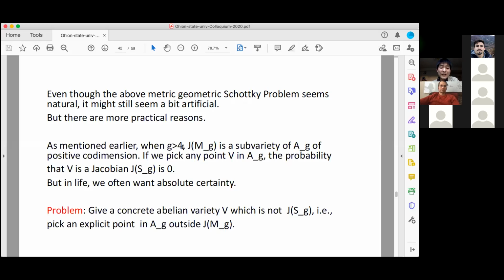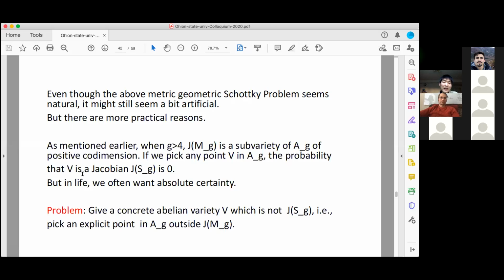As I mentioned before, when g is bigger or equal than 4, JMG, the image of the moduli space, is a subvariety of AG of positive codimension. Since it's a subvariety of positive codimension, if you pick any point, the probability that it lies inside this JMG is 0. So you have 0 probability of hitting the subvariety. But sometimes we want absolute certainty.